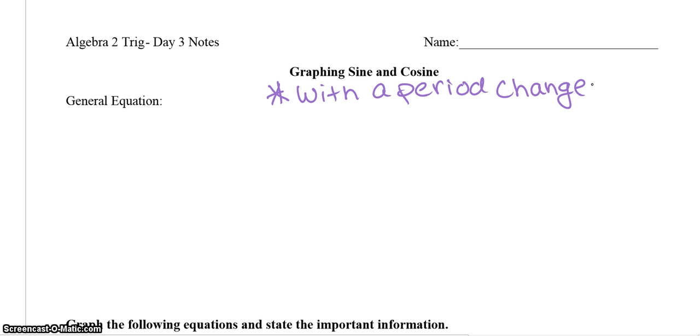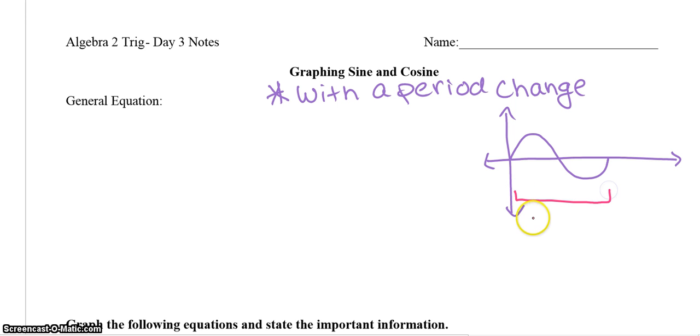Now it's important to remember when I'm talking about the period of a sine or cosine graph, so if I just have a graph sketched out here, this is an example of one period. You can think of a period as how long it takes for the graph to get back to its starting point, right? Because here it was at 0 and now it's getting back. It's going to start repeating.